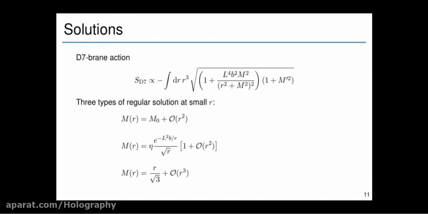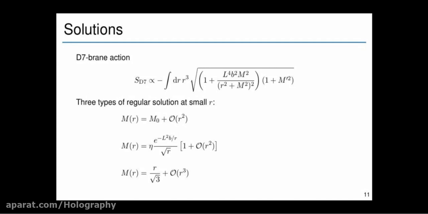Okay, so once you've made your ansatz, you can just substitute this into the D7 brane action. That's this DBI action that Marty had in his talk. And what you end up with looks like what I've written at the top of this slide. And then you can derive the equations of motion for M as a function of R. And it turns out that there's three different kinds of solutions to these equations of motion, as I've sketched here. So they're characterized by their behavior at small r, that's deep in the infrared.